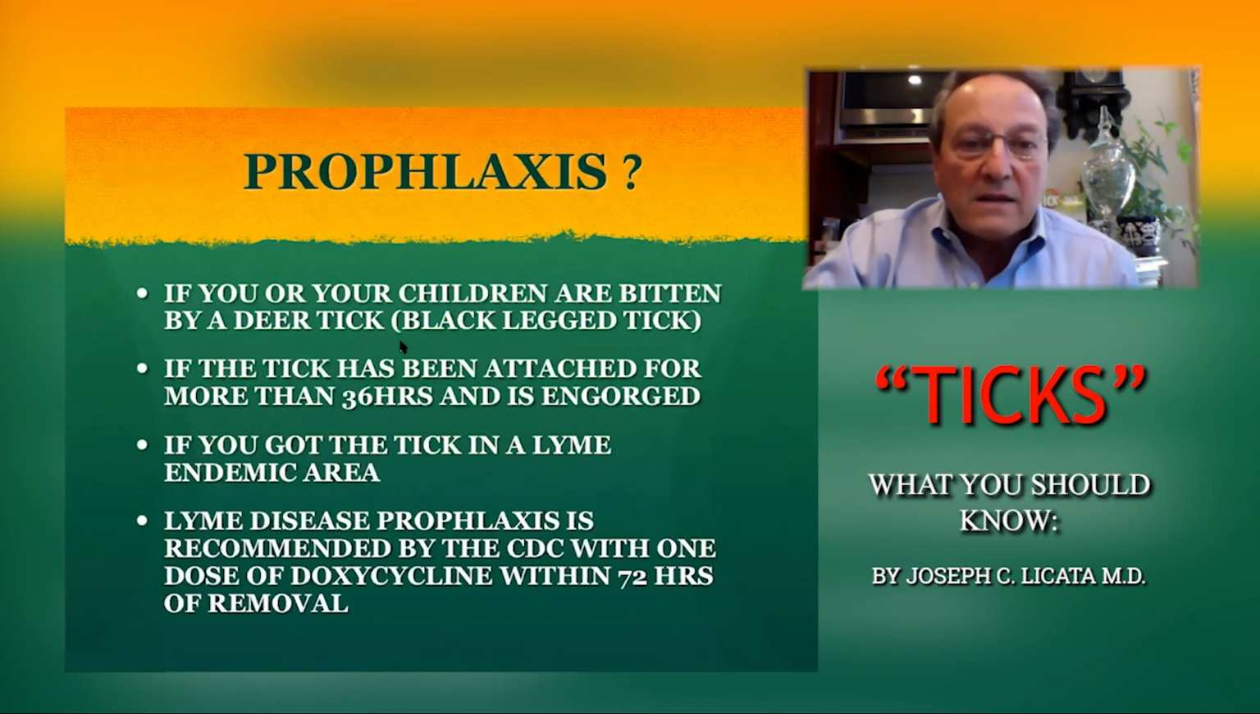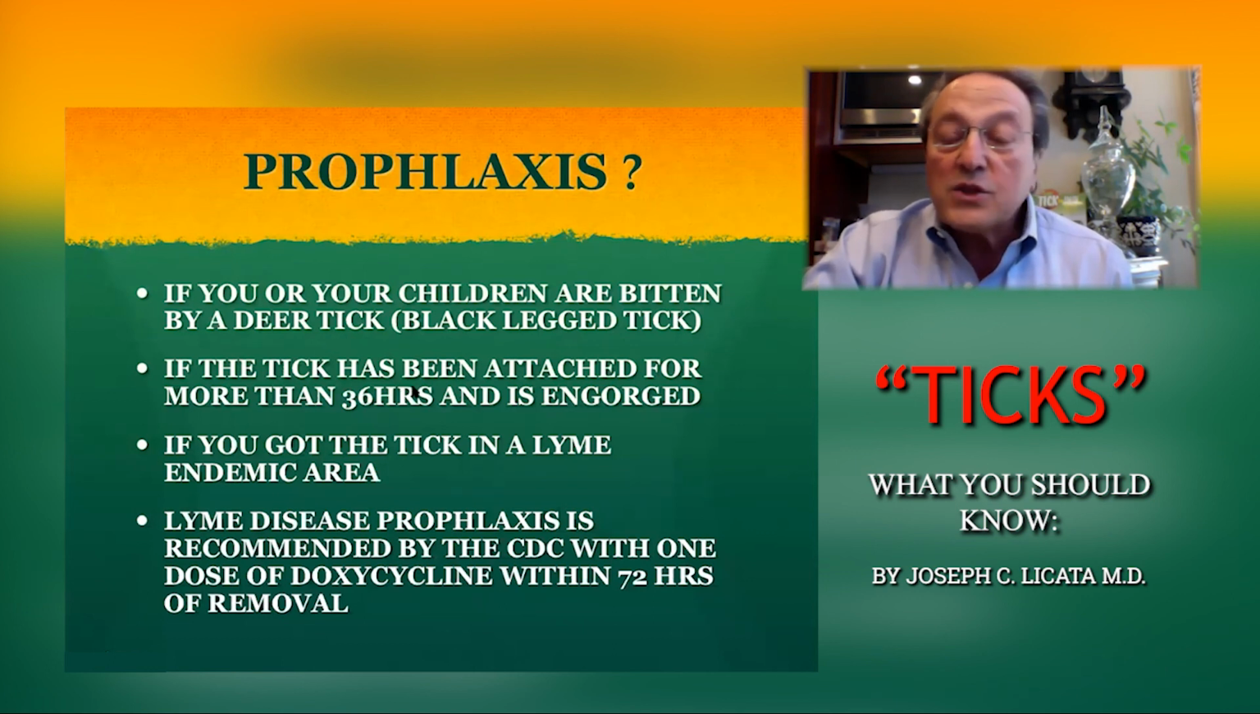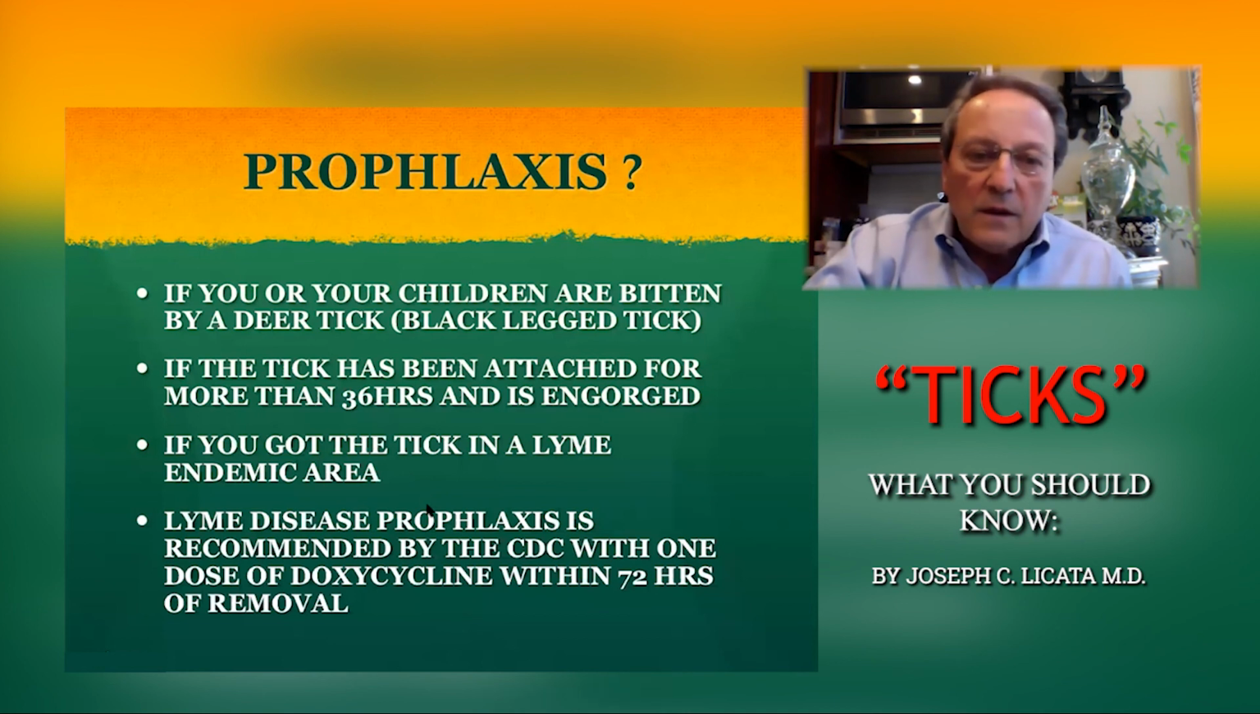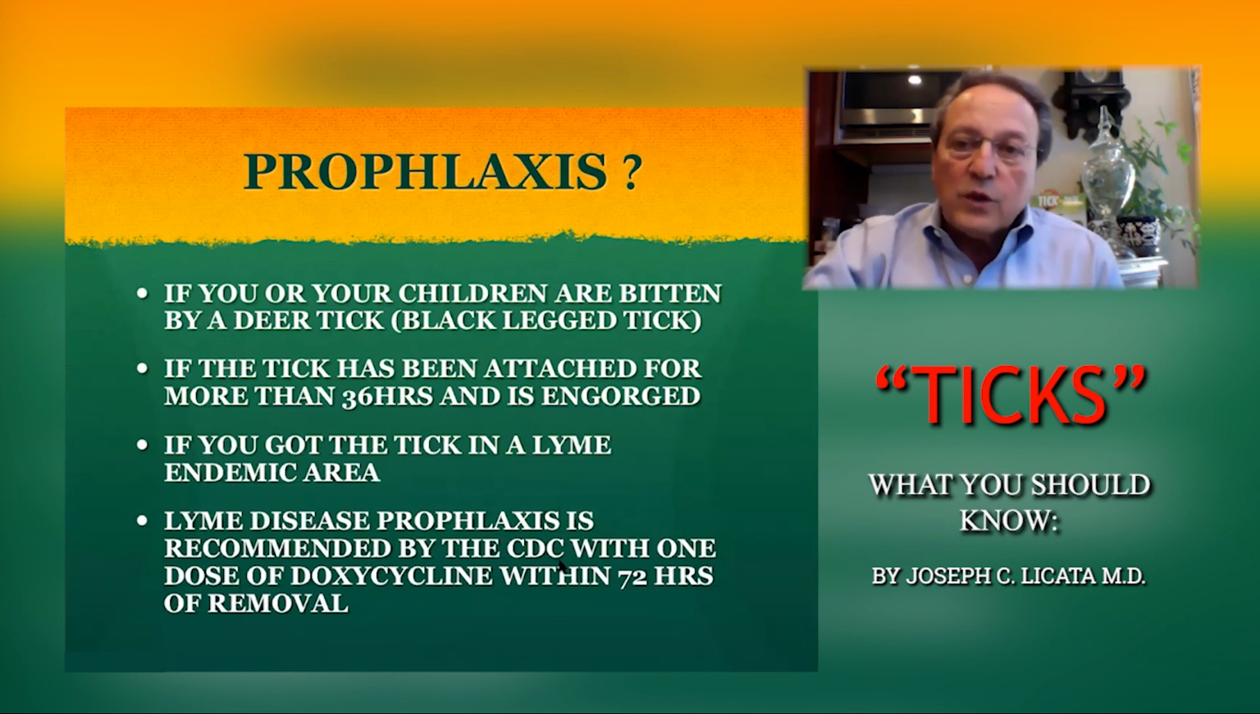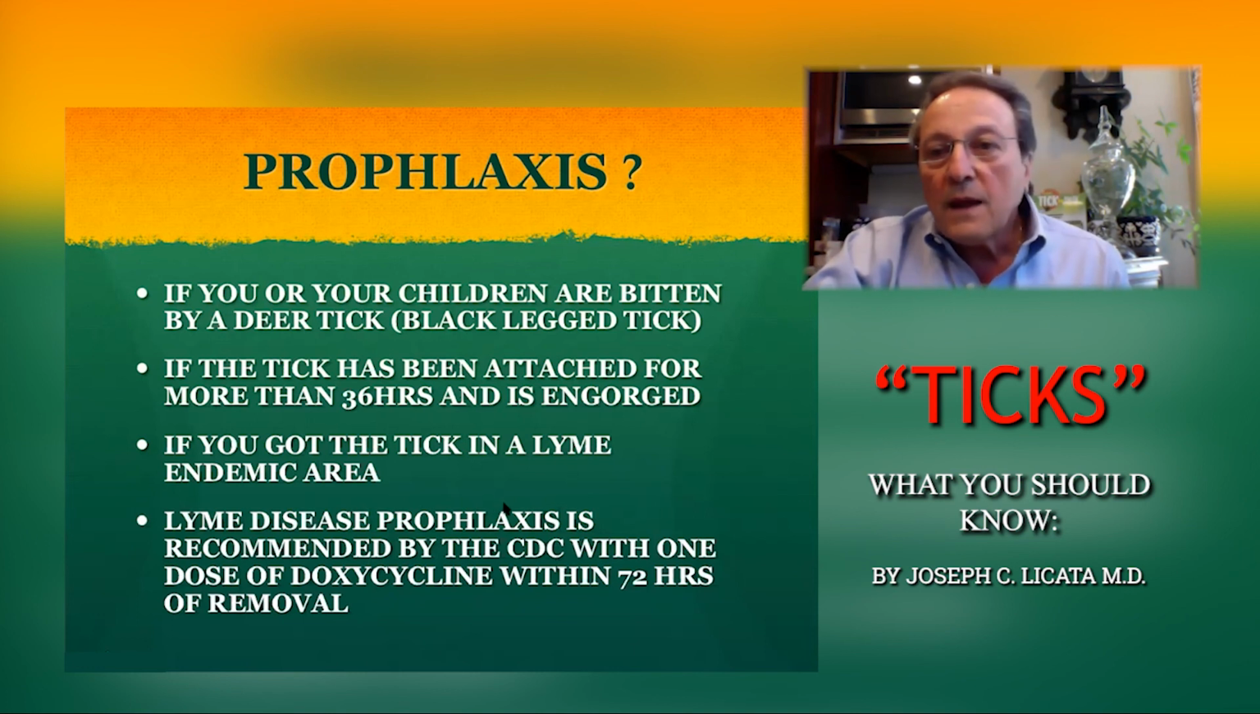Should you take prophylaxis? For Lyme disease, the CDC recommends that if you or your child are bitten by a black-legged tick or the deer tick, if the tick has been attached for more than 36 hours and it is engorged, and if you got the tick in a Lyme endemic area, then Lyme disease prophylaxis is recommended. It is one dose of doxycycline, and it has to be given within 72 hours of the removal. That may prevent Lyme disease altogether.